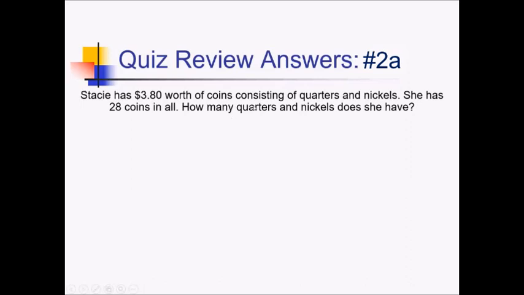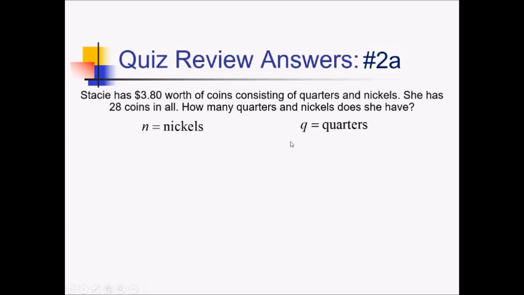We want to know how many of each type of coin she has. So we're going to start by defining variables for the things we're solving for. We've got number of nickels and number of quarters. I'm going to represent the number of nickels by n, and then Q I will use to represent the number of quarters.